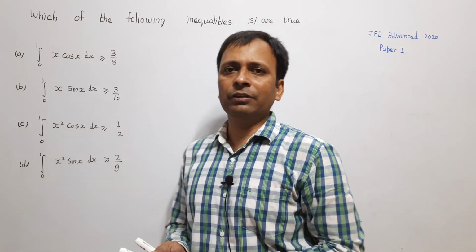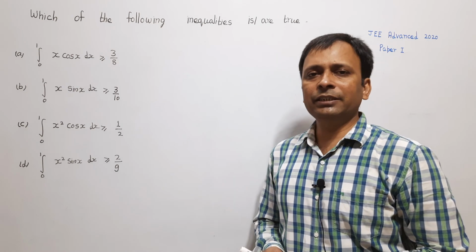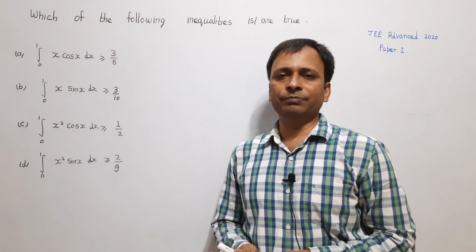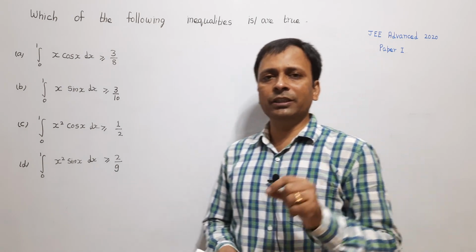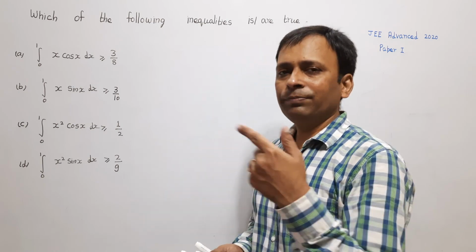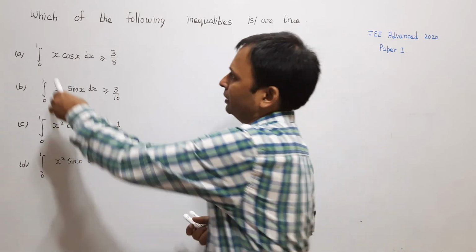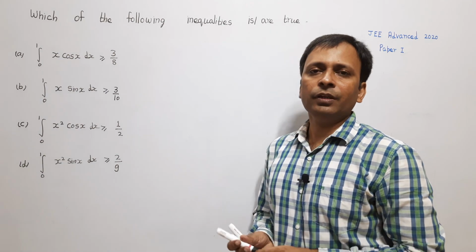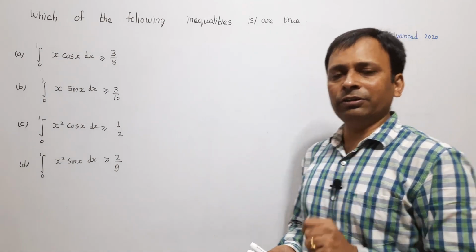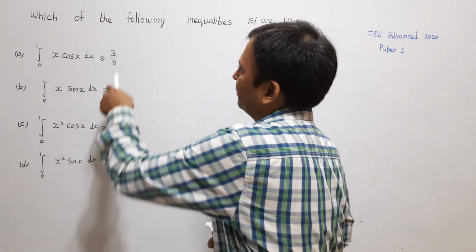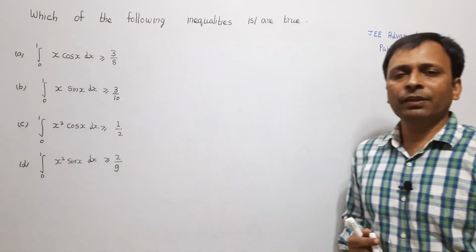The left hand side of all the four integrals can be easily integrated by using integration by parts. But the problem is when you integrate and then put the limit from 0 to 1, you will get the final answer in terms of sin 1 and cos 1, which is very difficult to compare with the values given on the right hand side.